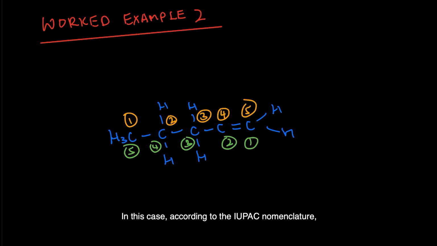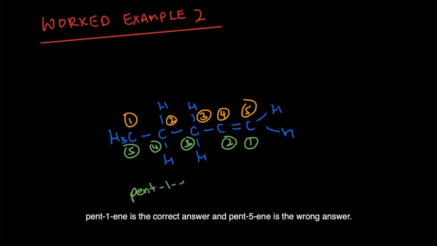In this case, according to the IUPAC nomenclature, using the smallest possible carbon number, pent-1-ene is the correct answer. And pent-4-ene is the wrong answer.